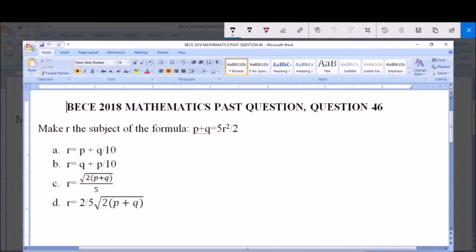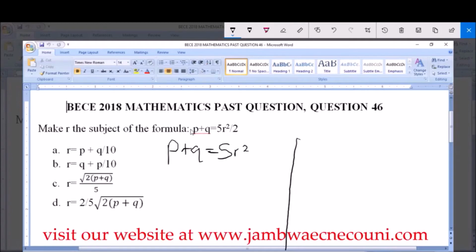Now we are asked to make R the subject of the formula. We have P plus Q is equal to 5R squared all over 2. That is, let's divide this page to have enough space. We have P plus Q is equal to 5R squared all over 2.